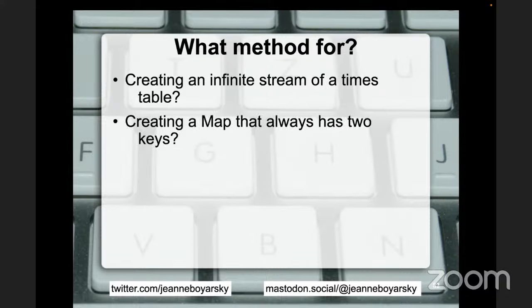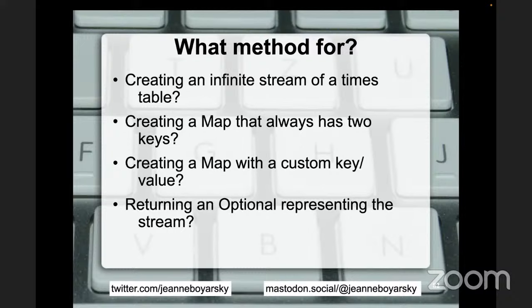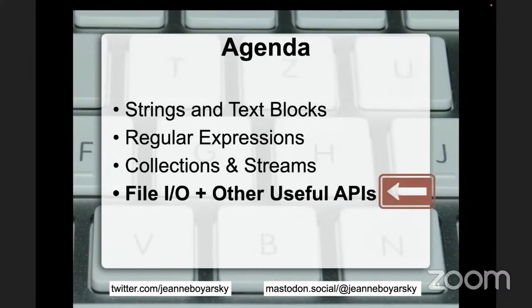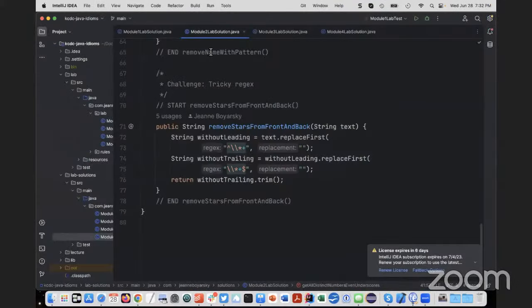Okay, how can I create a map that always has 2 keys? Yep, partition by. Good. Creating a map with a custom key value. That one's toMap. And there are a few choices for this, but what's something you could call that returns an optional representing the stream? Find first. Yeah, find first returns an optional. Now we'll look at the code I made people write, and then we will do our final module.